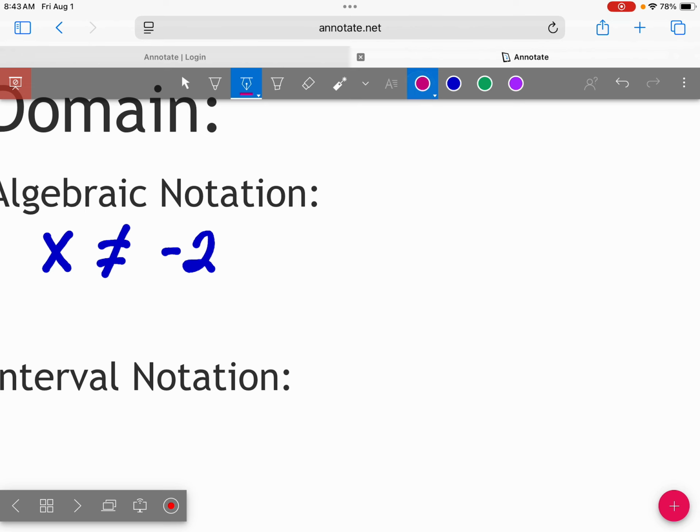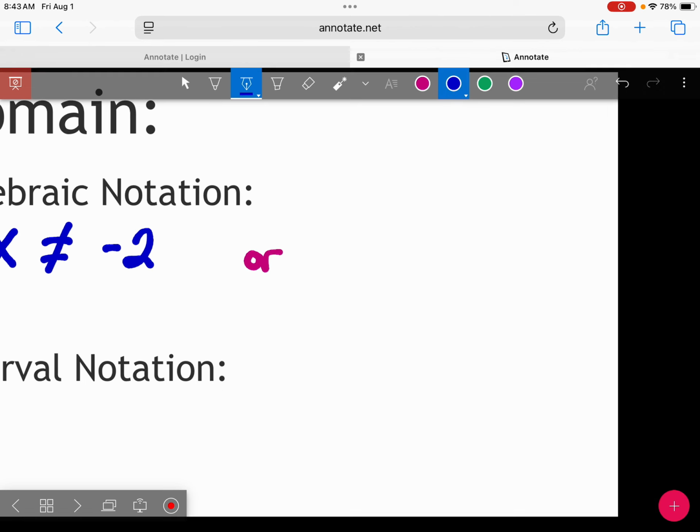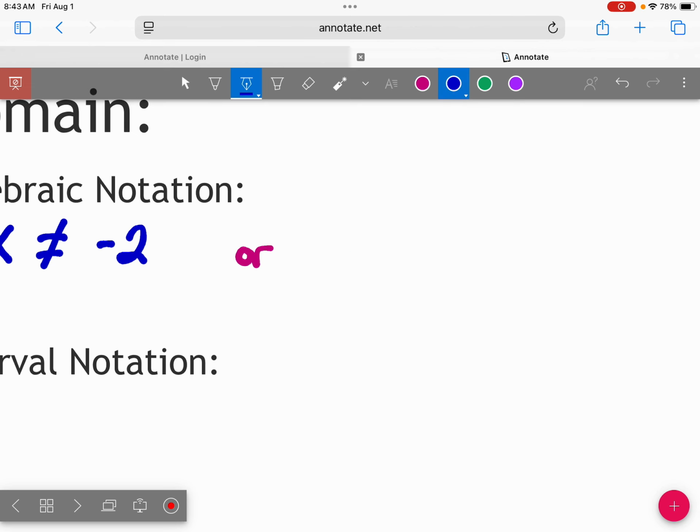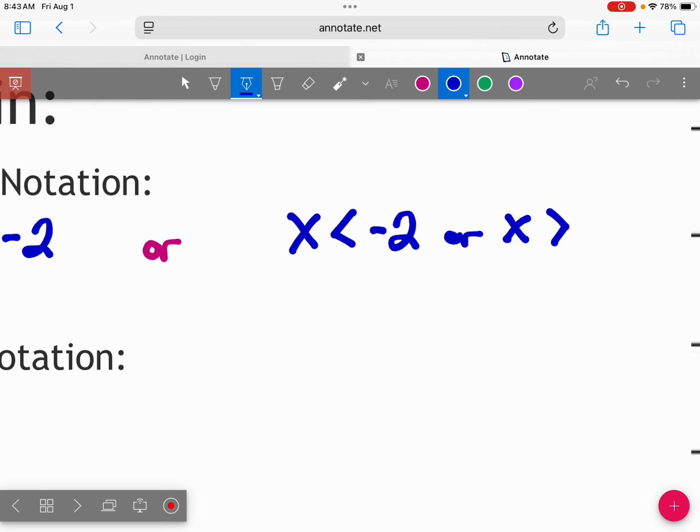Or I could do it as two inequalities, that my x's either need to be less than -2 or they need to be bigger than -2. They just can't equal it. So we can write it like this. X is less than -2 or x is greater than -2. Both ways are totally fine and they mean the same thing.